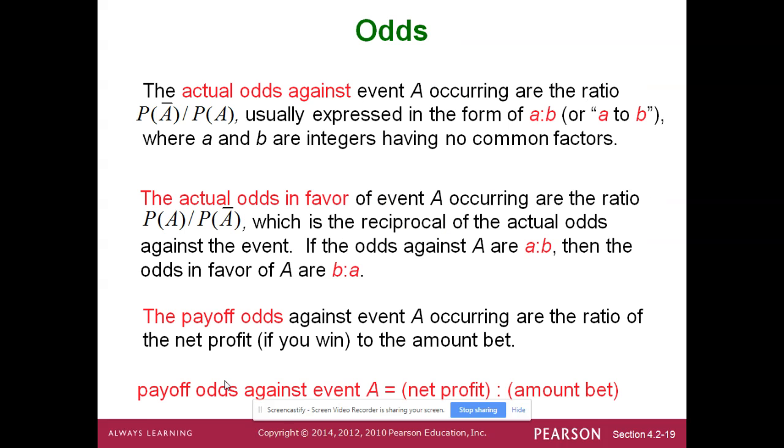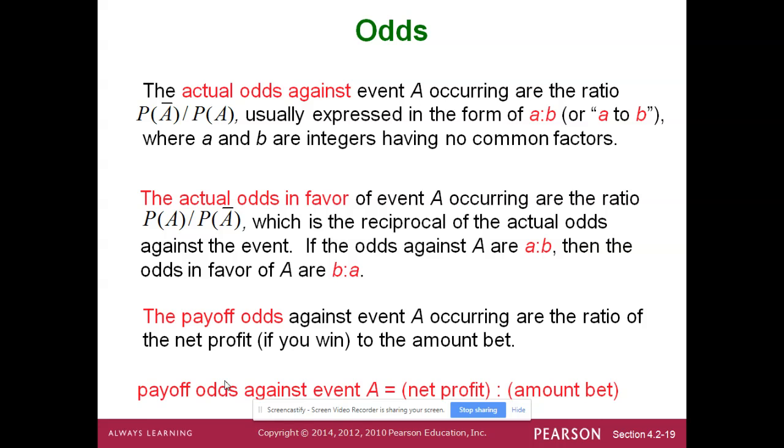All right, odds. Odds are related to probability. Actual odds against an event occurring: we're taking the probability of the complement over the probability of the event occurring. Flipping a coin, the odds against are 1 to 1, heads or tails, either way. If we're talking about drawing a heart, we would have odds against drawing a heart. That's 52 minus 13 over 13.